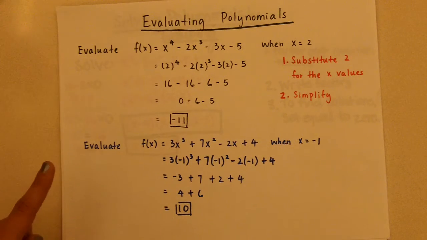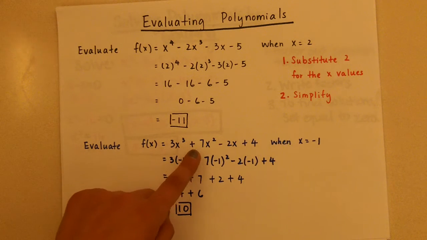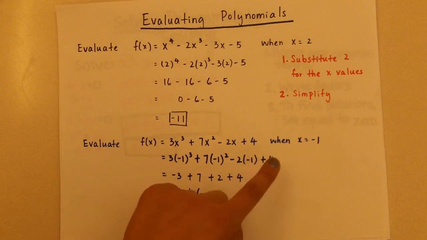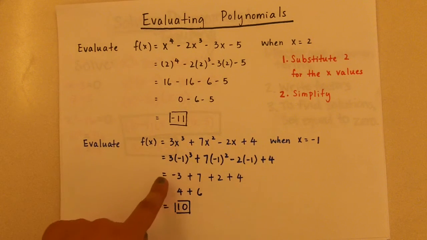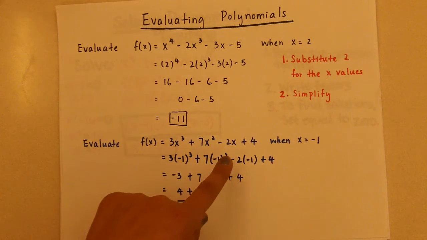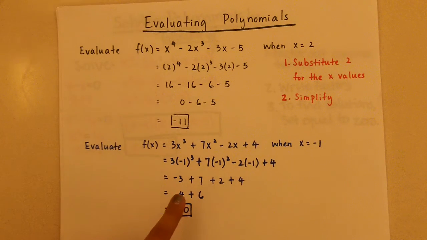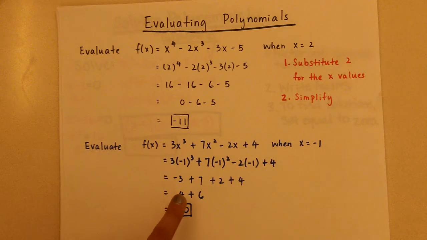The next problem is f of x equals 3x cubed plus 7x squared minus 2x plus 4 when x is equal to negative 1. So again, you plug in negative 1 for all the x values, so you get 3 times negative 1 cubed plus 7 times negative 1 squared minus 2 times negative 1 plus 4. And you simplify and you get negative 3 plus 7 plus 2 plus 4. And then you simplify and you get 4 plus 6, which equals 10.